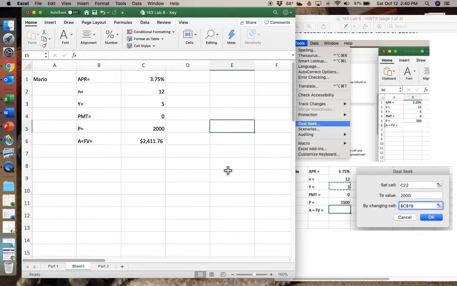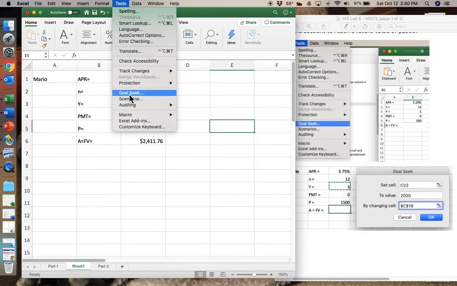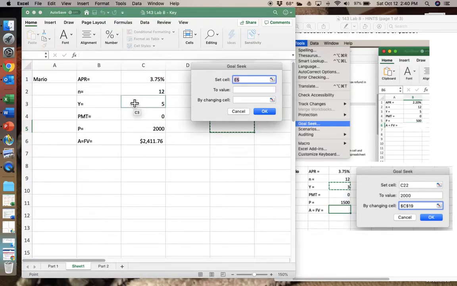But what we do to find Goal Seek is we go to Tools up at the very top, down to Goal Seek. And we're setting the cell, this one, C6. And we're going to change that. We want it to change to a value of $3,000. Again, we're trying to reach $3,000 by changing the year cell.